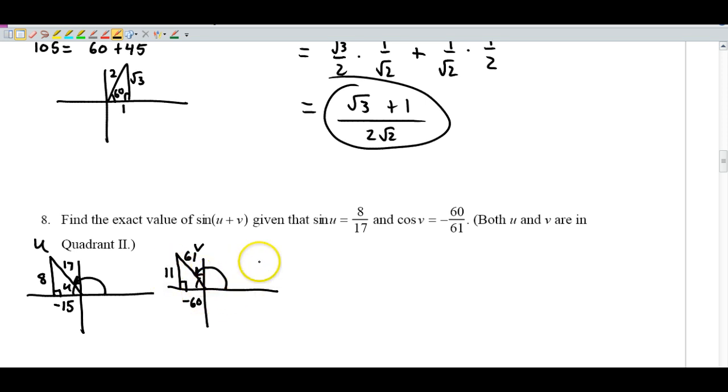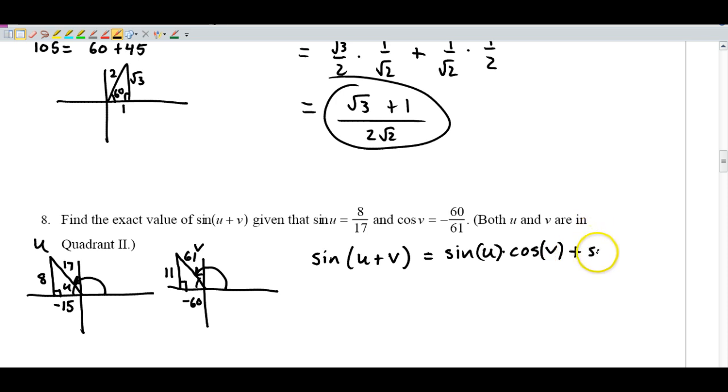So now we have the sine of u plus v that we have to find, which is this right here. This is equal to the sine of u times the cosine of v. These are my inputs here. Plus, because it's the same, sine of v times the cosine of u.